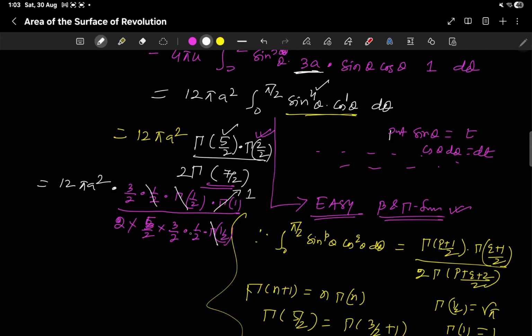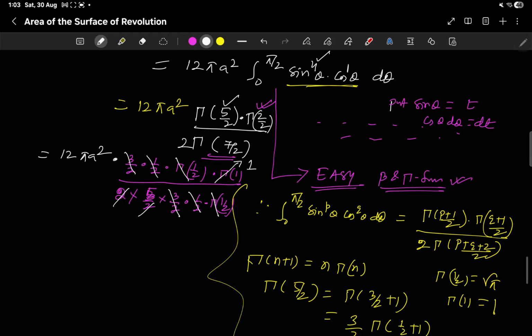Now gamma half and gamma half cancel here, then the half cancels here, 3/2 cancels here, and the 2 and 2 cancel here. So this will be 12πa² divided by 5. So this is your answer.